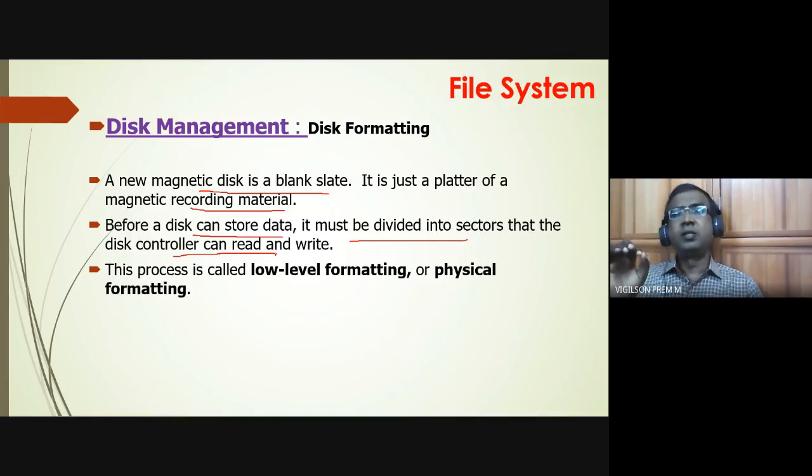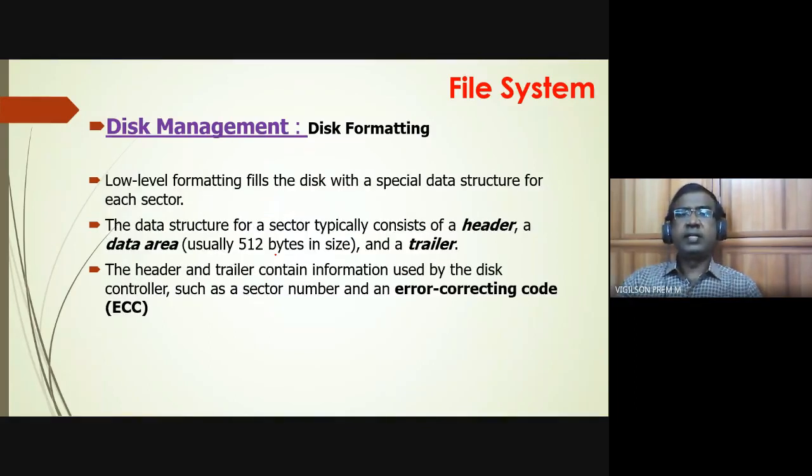Two more questions may be asked on what this means. Low level formatting fills the disk with a special data structure for each sector. Already I told you that dividing the platter into various sectors is formatting. This formatting does one more thing: assigning a special data structure to each sector. Data structure means what?